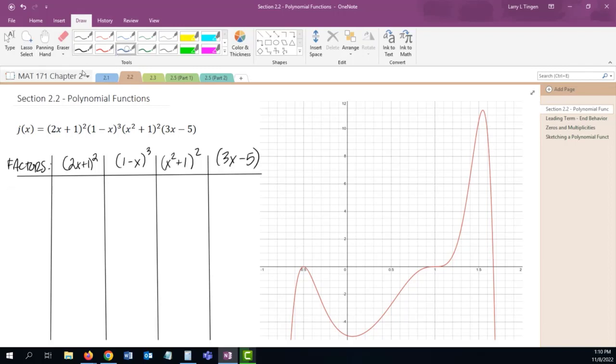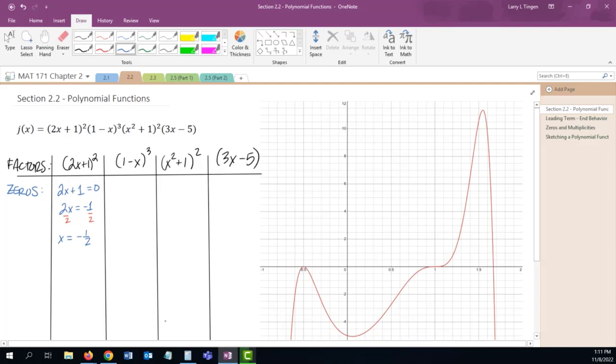So what are the zeros? The zeros are the values of x that make each factor equal to 0. So I just take what's inside the parentheses, 2x plus 1. I set it equal to 0 and I solve. Subtract 1 from both sides. 2x is equal to negative 1. Divide both sides by 2. And x equals negative 1/2.